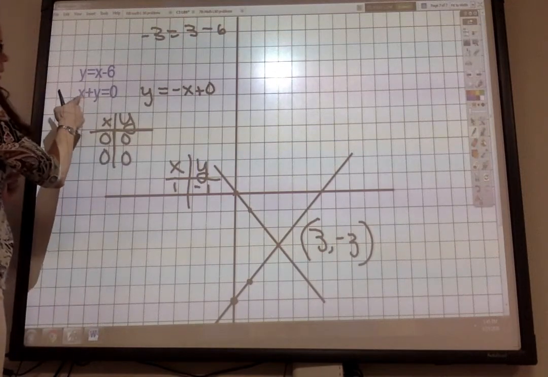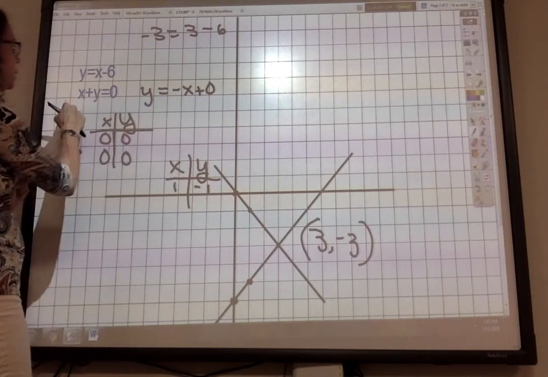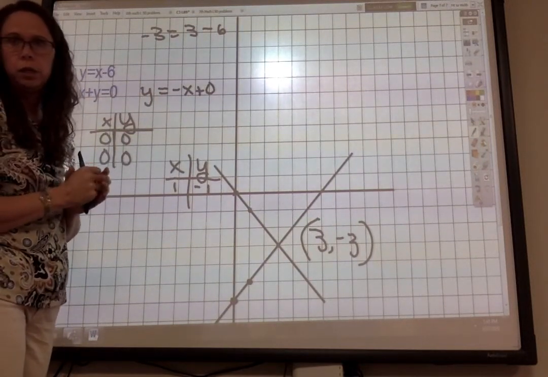For x and y, I'm saying if x is 3, y is negative 3. So 3 plus a negative 3, does that equal 0? Yes, it does. So they check.